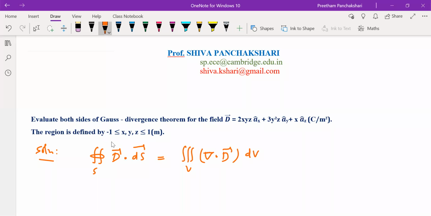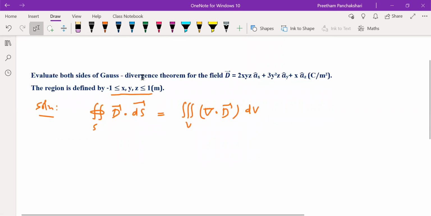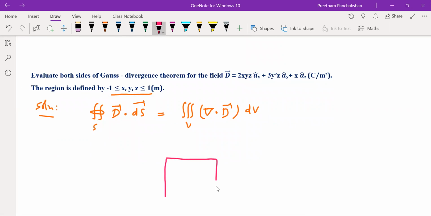See, the region is defined by these values. So all the three coordinates x, y, z all vary from -1 to +1. So x, y, z all varying from -1 to +1 means these three put together form a cube. So the given limits define a cube. So this is the cube.